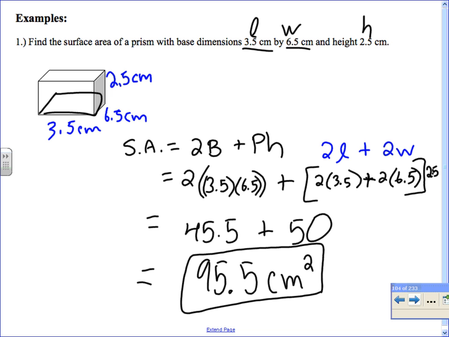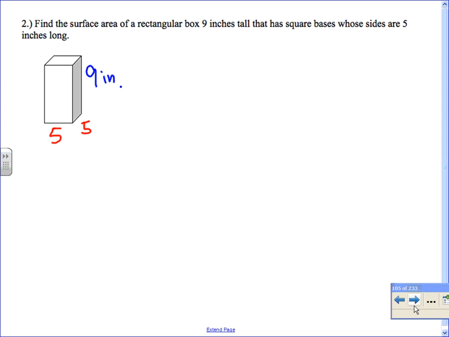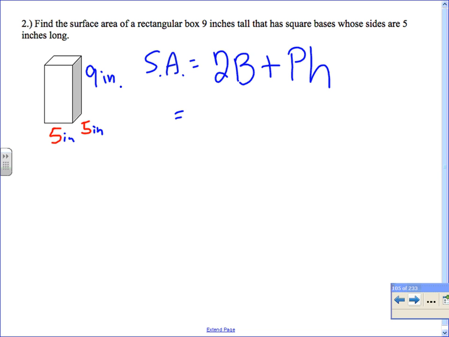Okay, number 2, we have a rectangular box. It is 9 inches tall, so put your 9 as the height. And it has square bases that are 5 inches long. If you want to go ahead of me, go ahead. It still is a rectangular prism, so we still have 2B plus PH. Okay, Alyssa, we're going to start with, how do you find the area of the base? Good. Area of the base is 5 times 5 because it's a square.